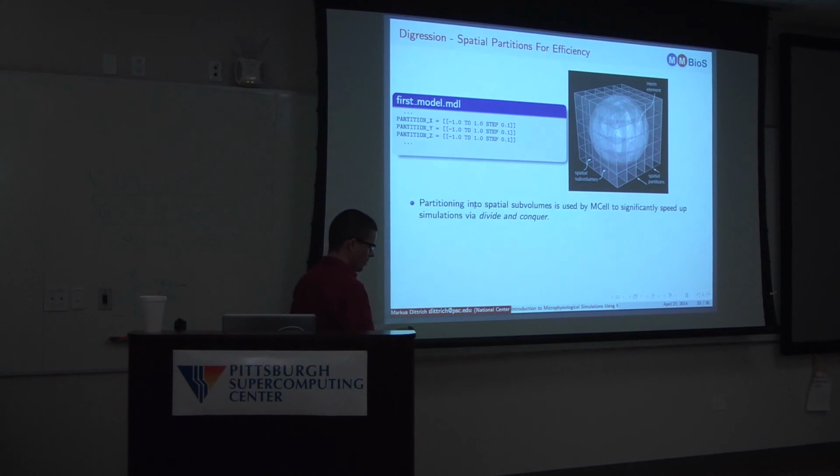As soon as you have a little bit more sophisticated model, you've got to spend some time with partitioning. What this basically does is it subdivides the simulation volume, in this case a sphere, but it could be something much more complicated, into little spatial partitions and subvolumes that make your simulation run much faster. Simply because when particles diffuse and look for reaction partners, MCell doesn't have to look at every particle in your simulation. They just look at the ones in their subvolume and maybe the neighbors. So it's much more efficient.